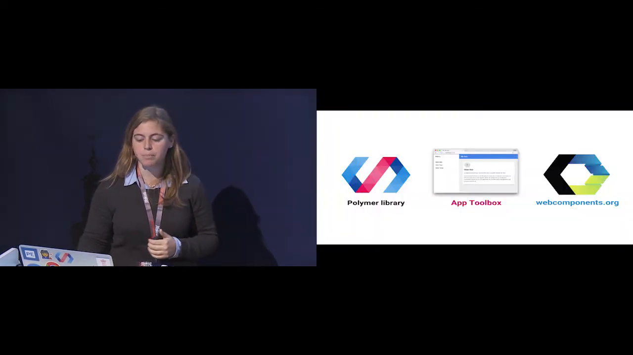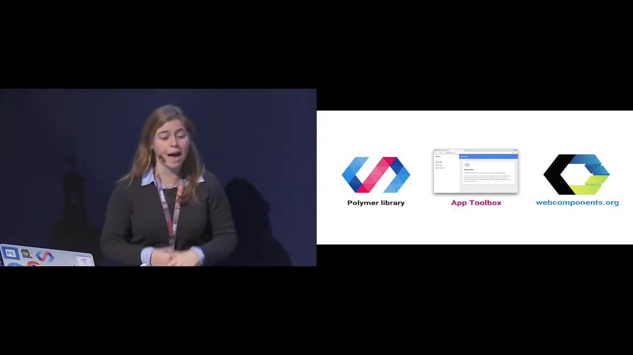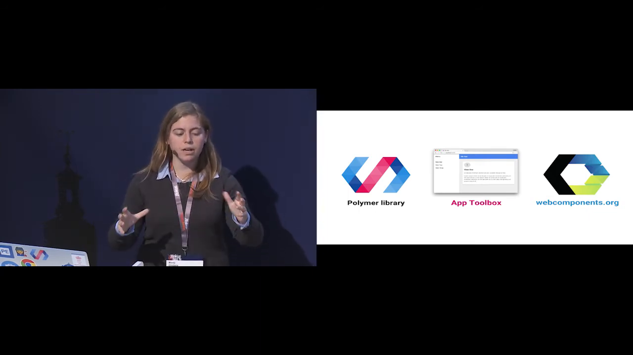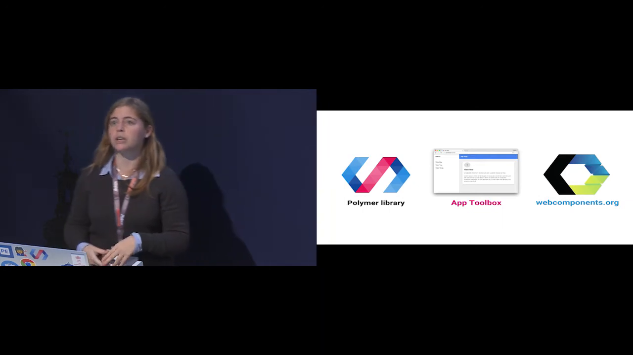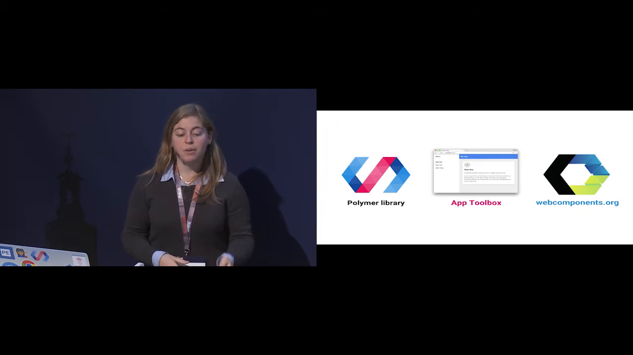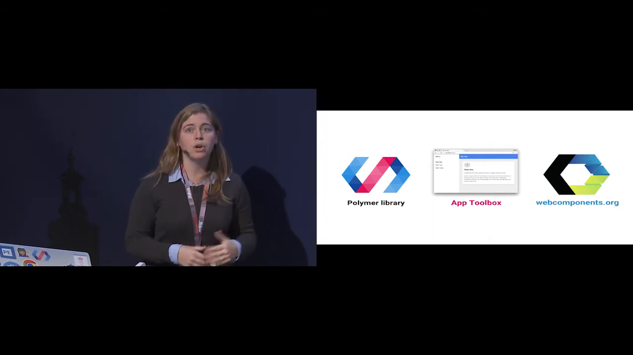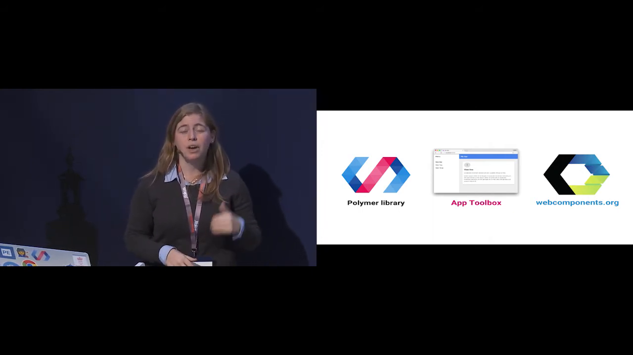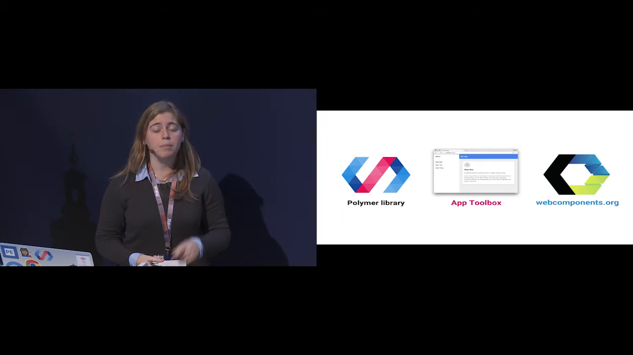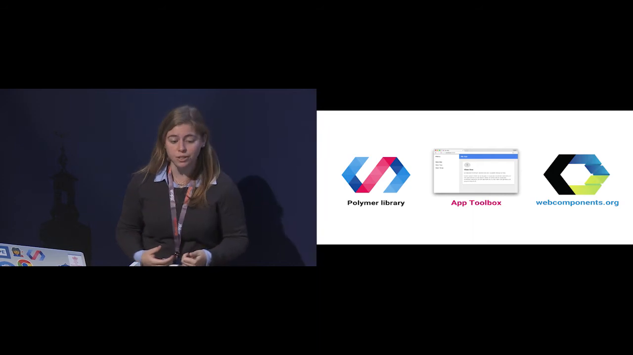Other things the Polymer team builds: we build our own elements with the library. Some of those elements are part of the app toolbox, which is something I'll talk about at the end. It's a suite of components and tools to help you structure your app, deal with layouts, deal with routing and internationalization. And then we also, which just launched out of beta a few weeks ago, run webcomponents.org, which is an open source catalog online with hundreds of super high quality web components built by the community and built by us, not just Polymer components, any components for you to download in seconds and use in your applications.